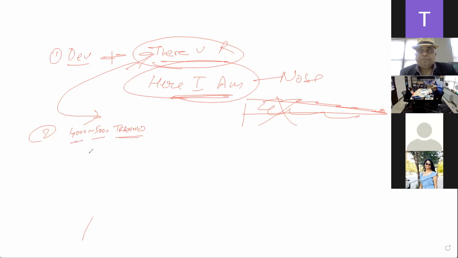Meaning, it's like if you switch banks, sometimes we get a bonus, right? Chase Bank will say, come bank with us.